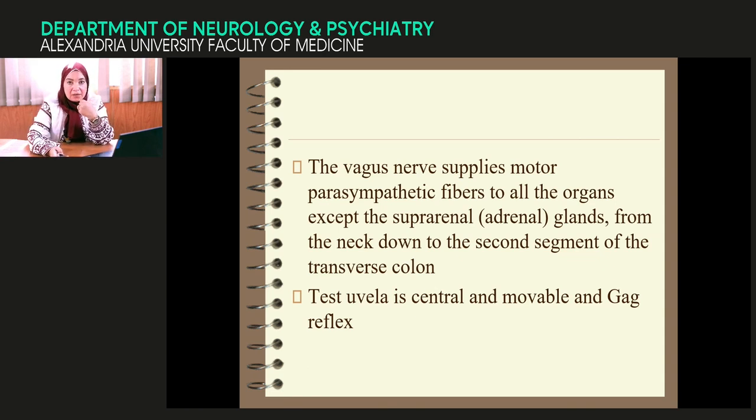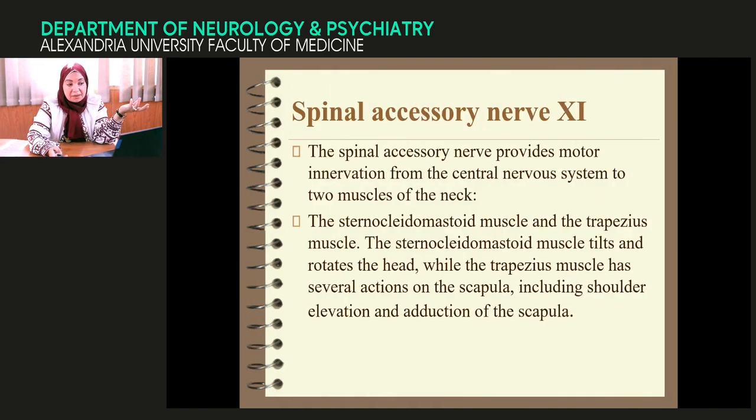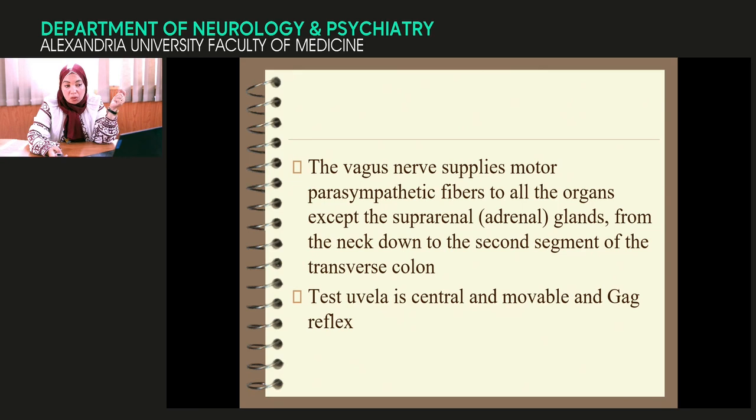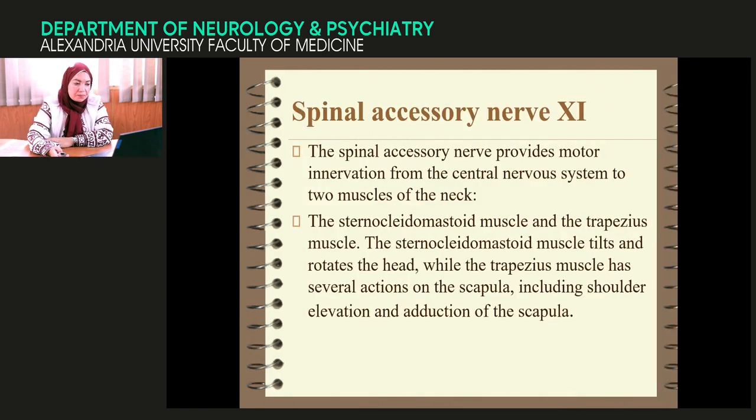The uvula, as we said, must be central and movable in the gag reflex, and if there is deviation, it will be deviated towards the healthy side, as in the facial nerve. As we said, in cranial nerve lesions the deviation is towards the affected side, except facial and vagus, where it is towards the healthy side. So if the patient has a right vagus lesion, the uvula will deviate to the left.